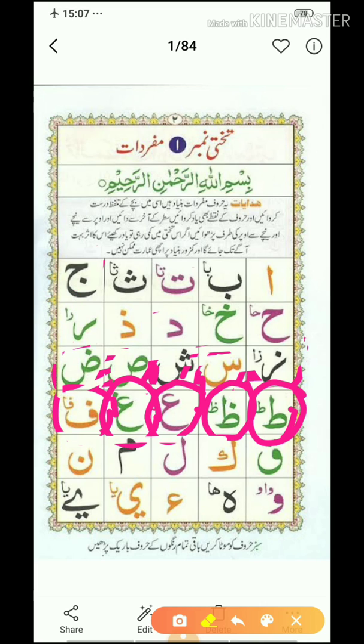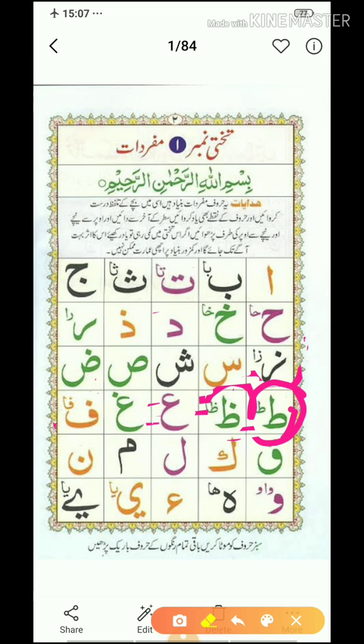Now, before ending this second part of the lecture, we will repeat from the start so that it will help you in revision of the first part and the second part.